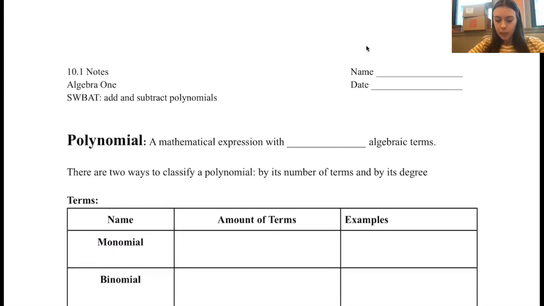So today we're going to talk about adding and subtracting polynomials, but we're first going to talk about what a polynomial is in general. And you really have been working with polynomials all year. And so this won't be super unfamiliar, and you've actually been using some of these skills already. So a polynomial is a mathematical expression with at least one algebraic term.